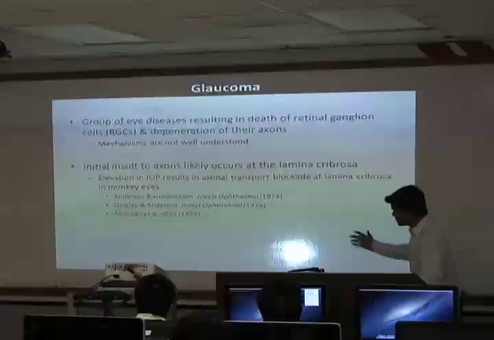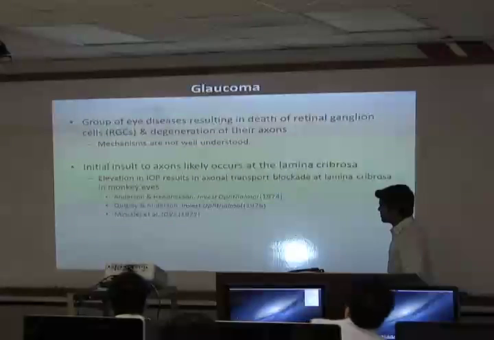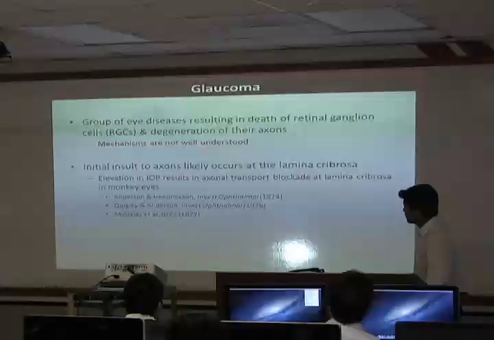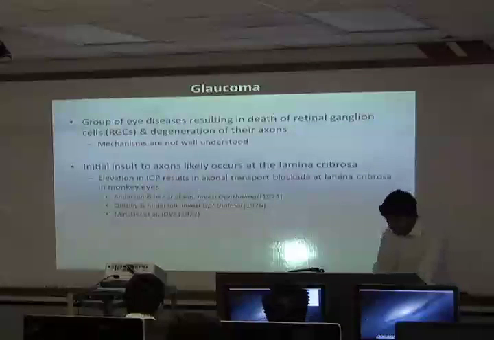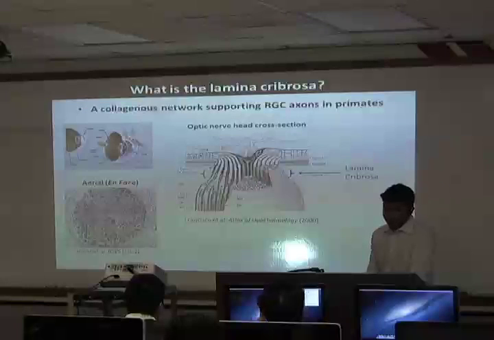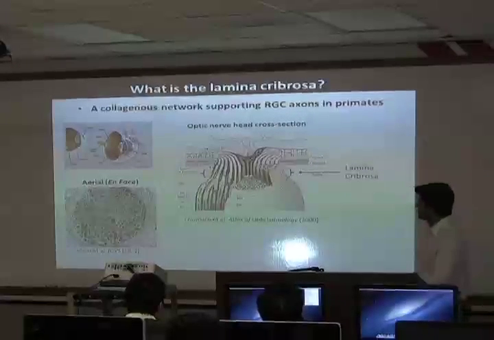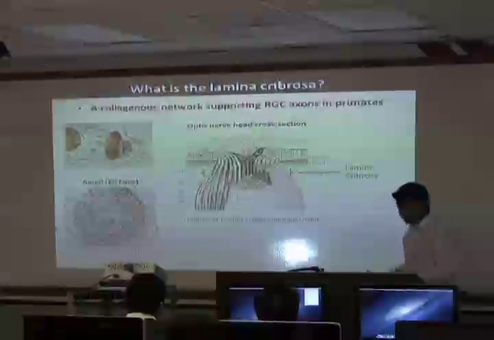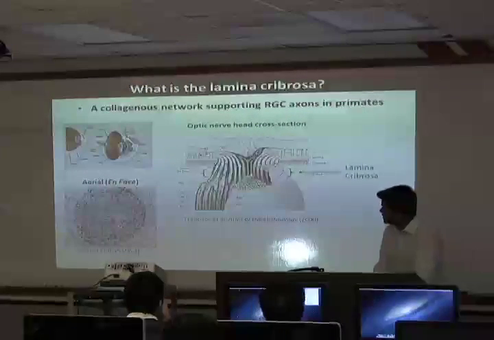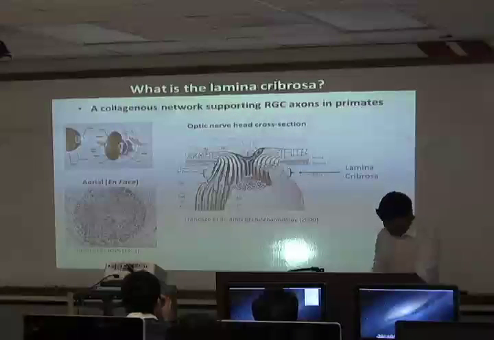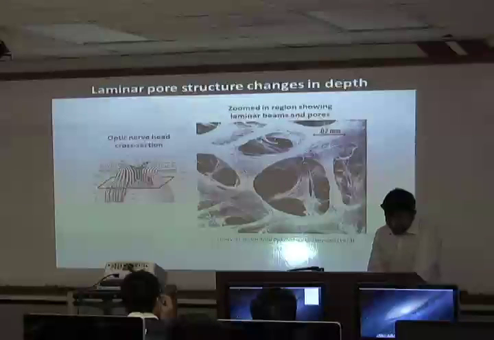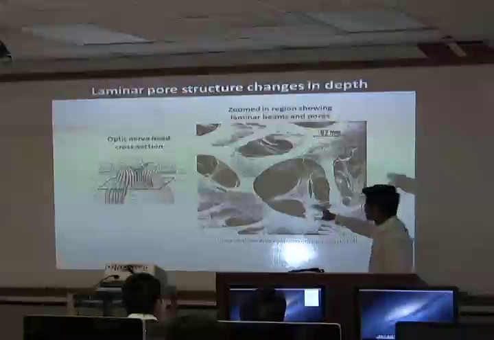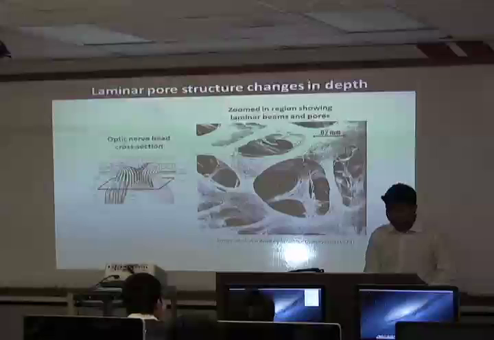There is a lot of work that suggests that the initial insult to axons due to increase in intraocular pressure occurs at the level of the lamina cribrosa. So what is the lamina cribrosa? The lamina cribrosa is a collagenous beam-like structure that is present in the optic nerve head. This structure provides both functional and structural support to the axon bundles that pass through it. In reality, the lamina cribrosa is not perfectly tubular, but as you go deeper into the optic nerve head, the whole structure changes.